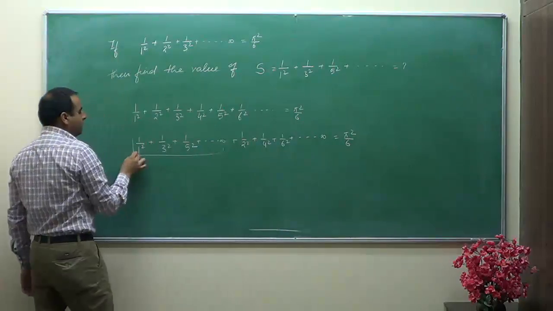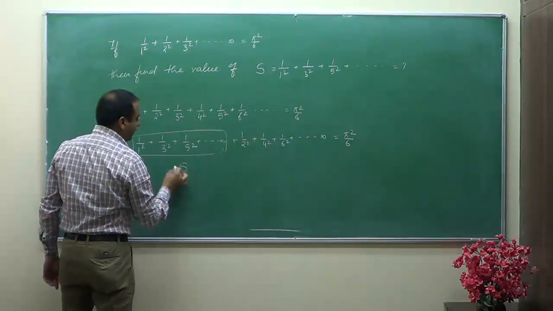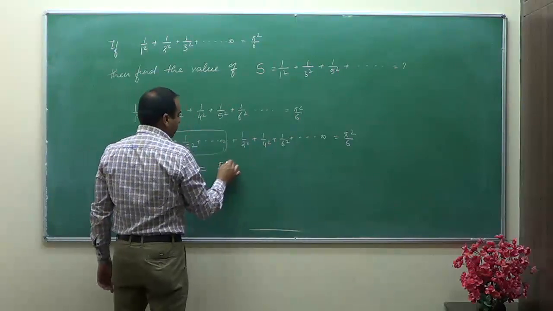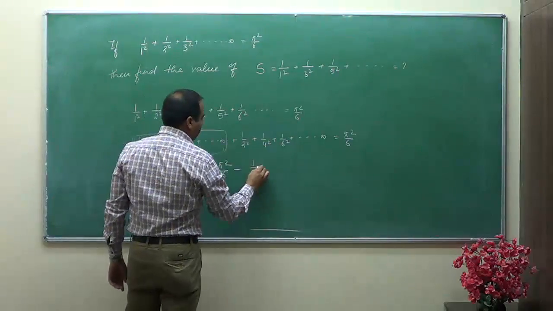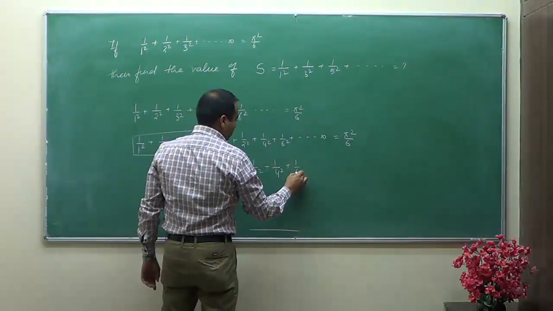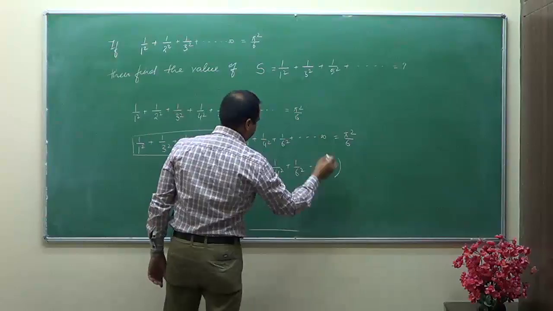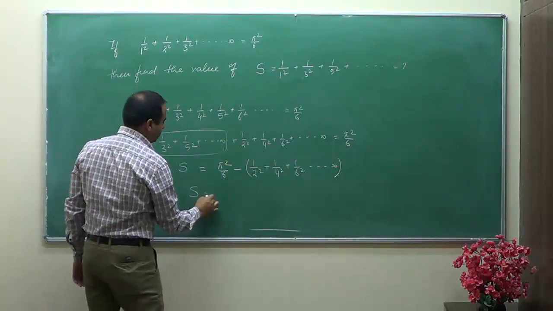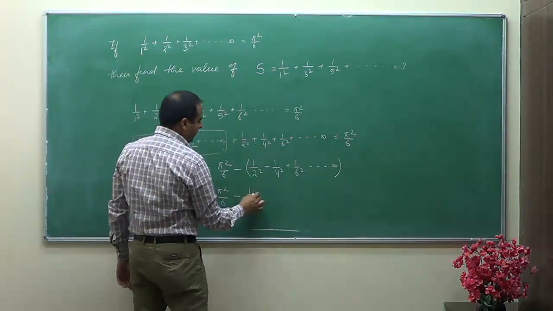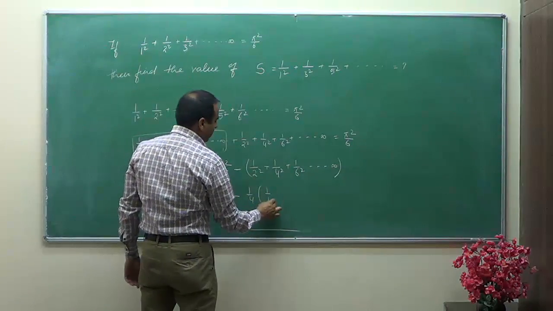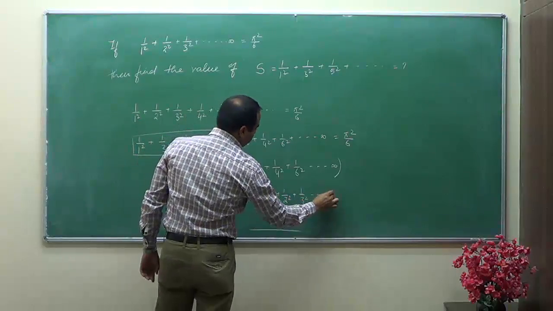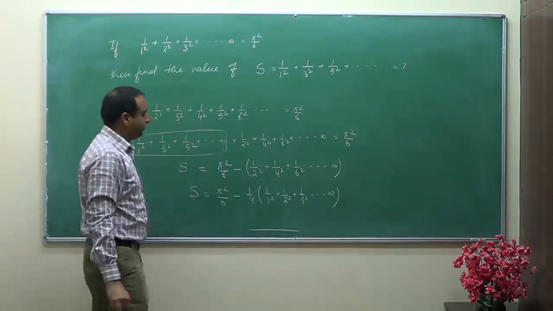Now, this expression can be written as S. And the remaining part we will send to the right hand side, minus 1 by 2 square, up to infinity. S is equal to pi square by 6 minus, we can take 1 by 4 common, and the remaining 2 square, 3 square till infinity.